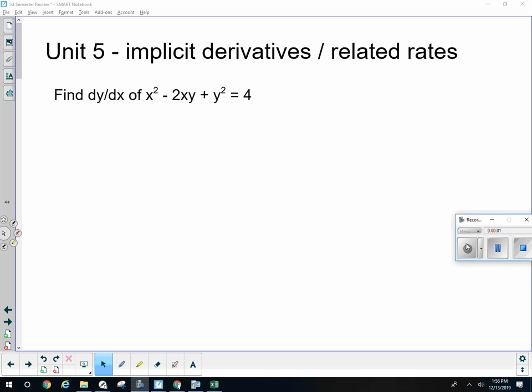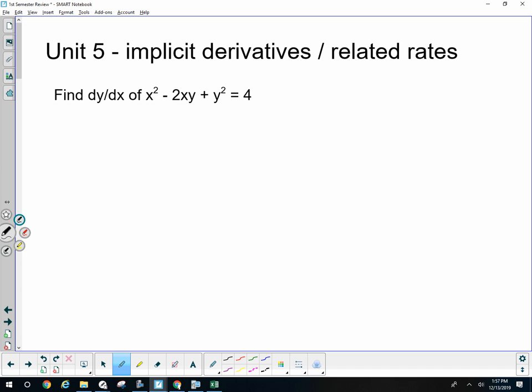All right, Unit 5 was implicit derivatives and related rates. I don't have much on this unit because most of the questions involved just practicing and they were long questions. But we had these implicit curves that we needed to find the derivative of. We're taking the derivative with respect to x. One thing we need to remember is that whenever we're taking the derivative with respect to x of a y, because of the chain rule, you need a dy dx after it. So I get 2y dy dx.